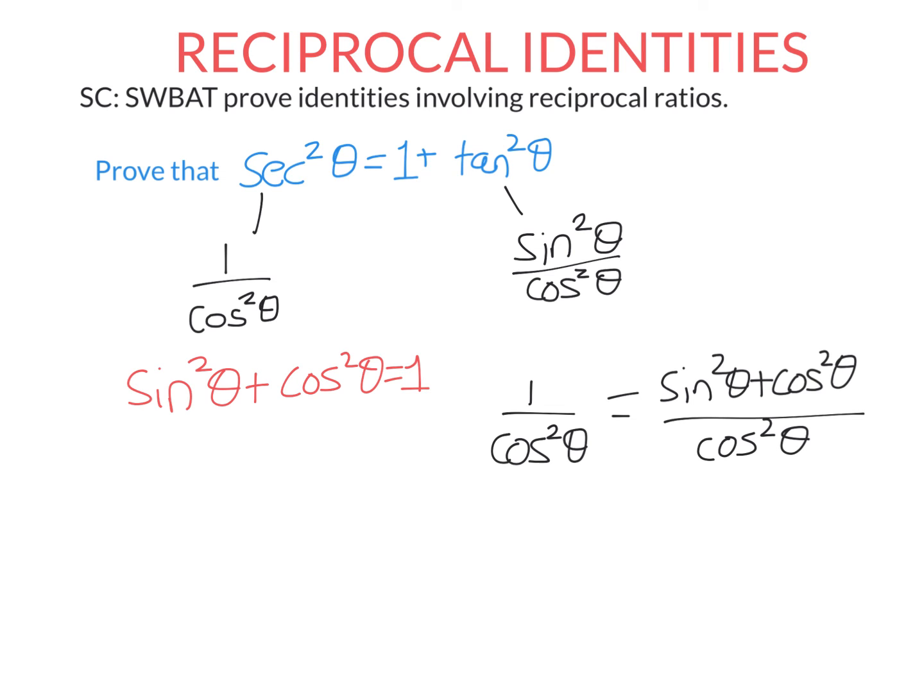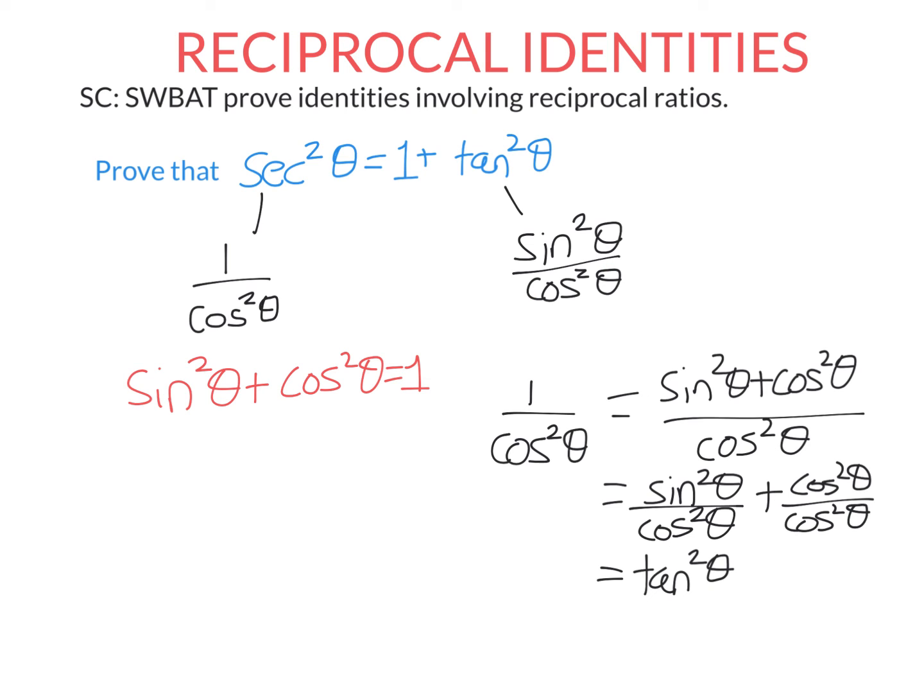So I can, of course, split this up into sine squared theta over cos squared theta plus cos squared theta over cos squared theta. So this part here is tan squared theta that we mentioned before. And of course, cos squared theta divided by itself is 1. Anything except 0 divided by itself is 1. We know cos theta can't be 0 because then sec wouldn't be defined. So this will be tan squared theta plus 1.